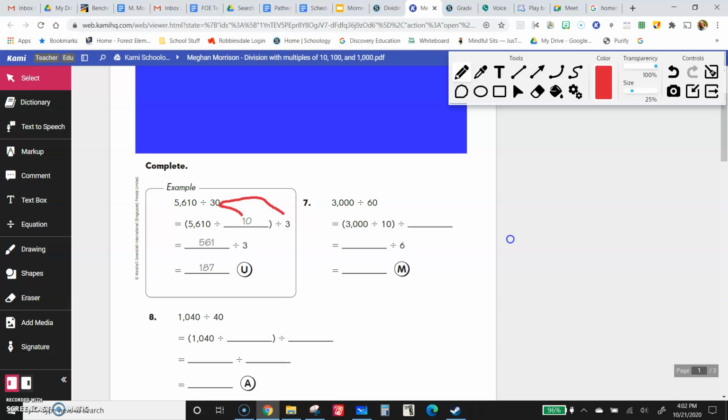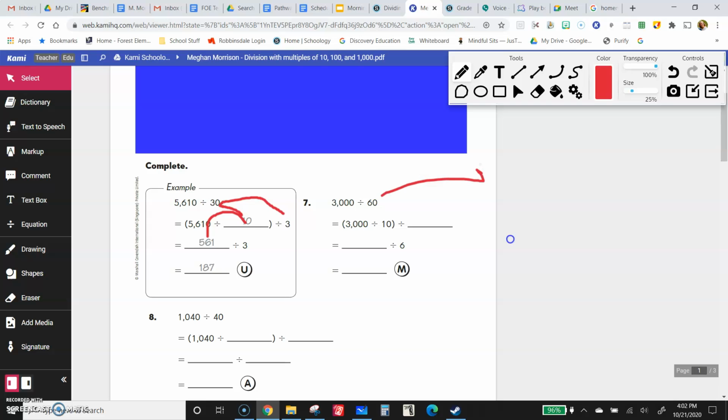Just makes it a little simpler because I can use my patterns with tens, and then I only have to divide by a 1-digit number instead of a 2-digit number. So after I divide by 10, remember that just cancels out the 0. I'm left with 561. Then I can do that divided by 3 and get my answer.